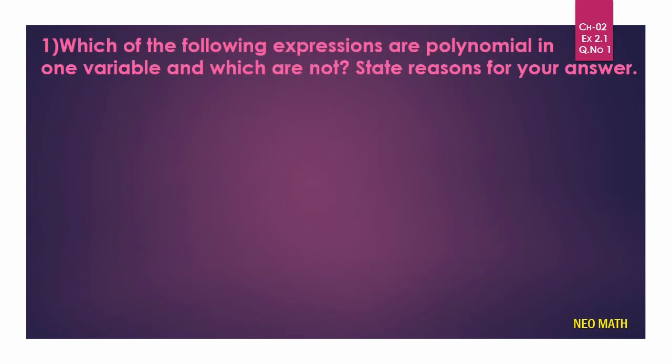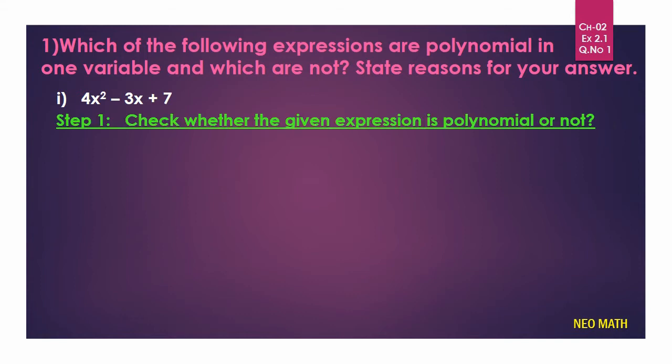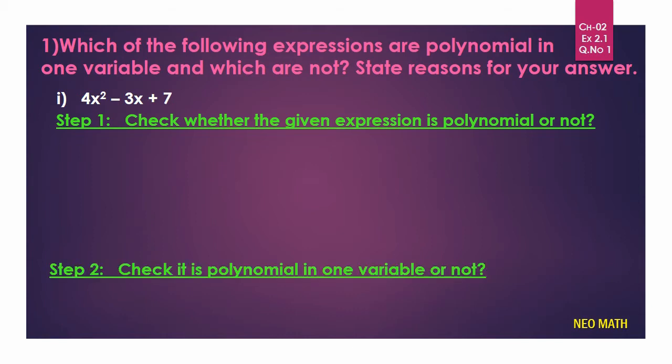So exercise 2.1, question number 1. Which of the following expressions are polynomial in one variable and which are not? State reasons for your answer. First part, 4x square minus 3x plus 7. Here we have two steps. Step 1, check whether the given expression is polynomial or not. If it is polynomial, then we have to check whether it is polynomial in one variable or not.